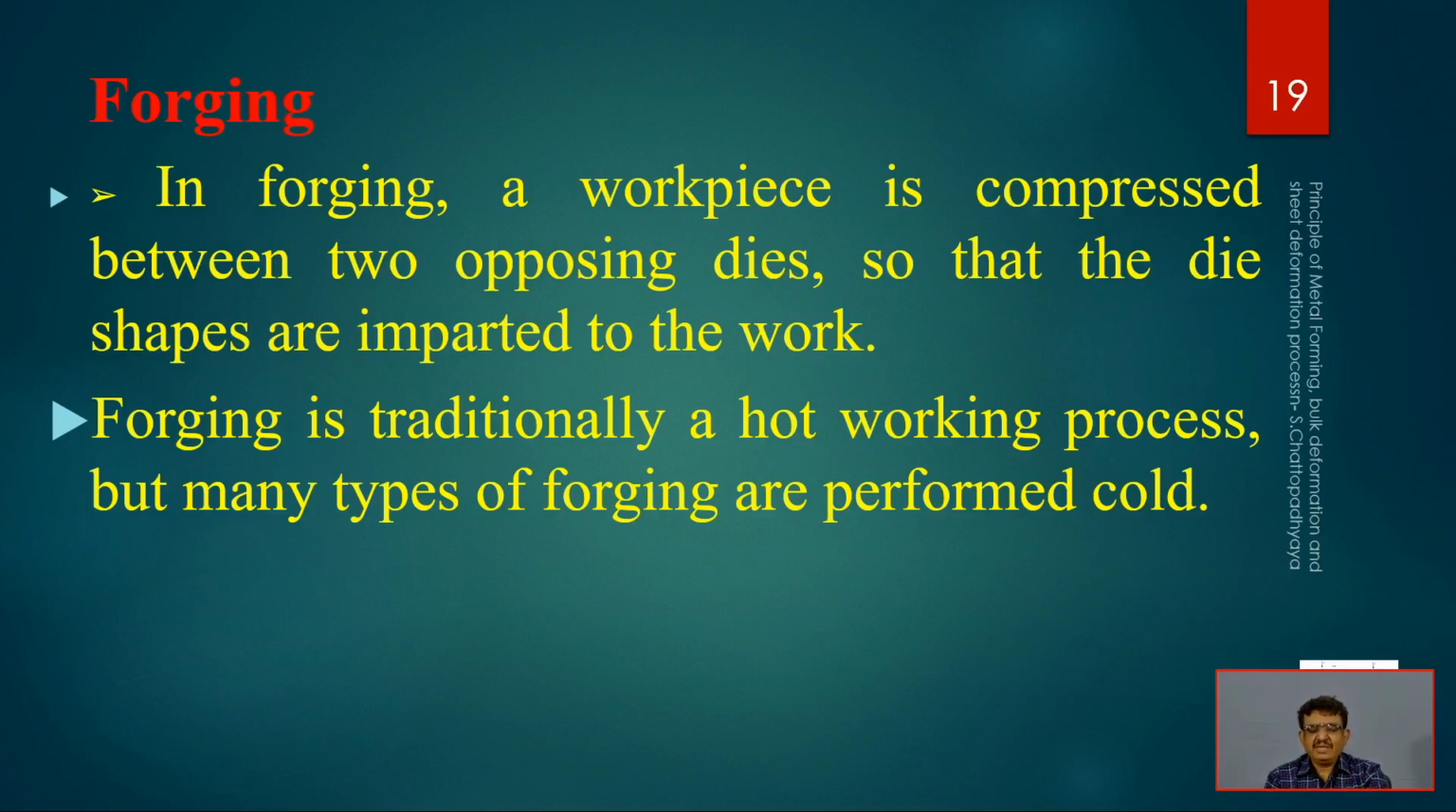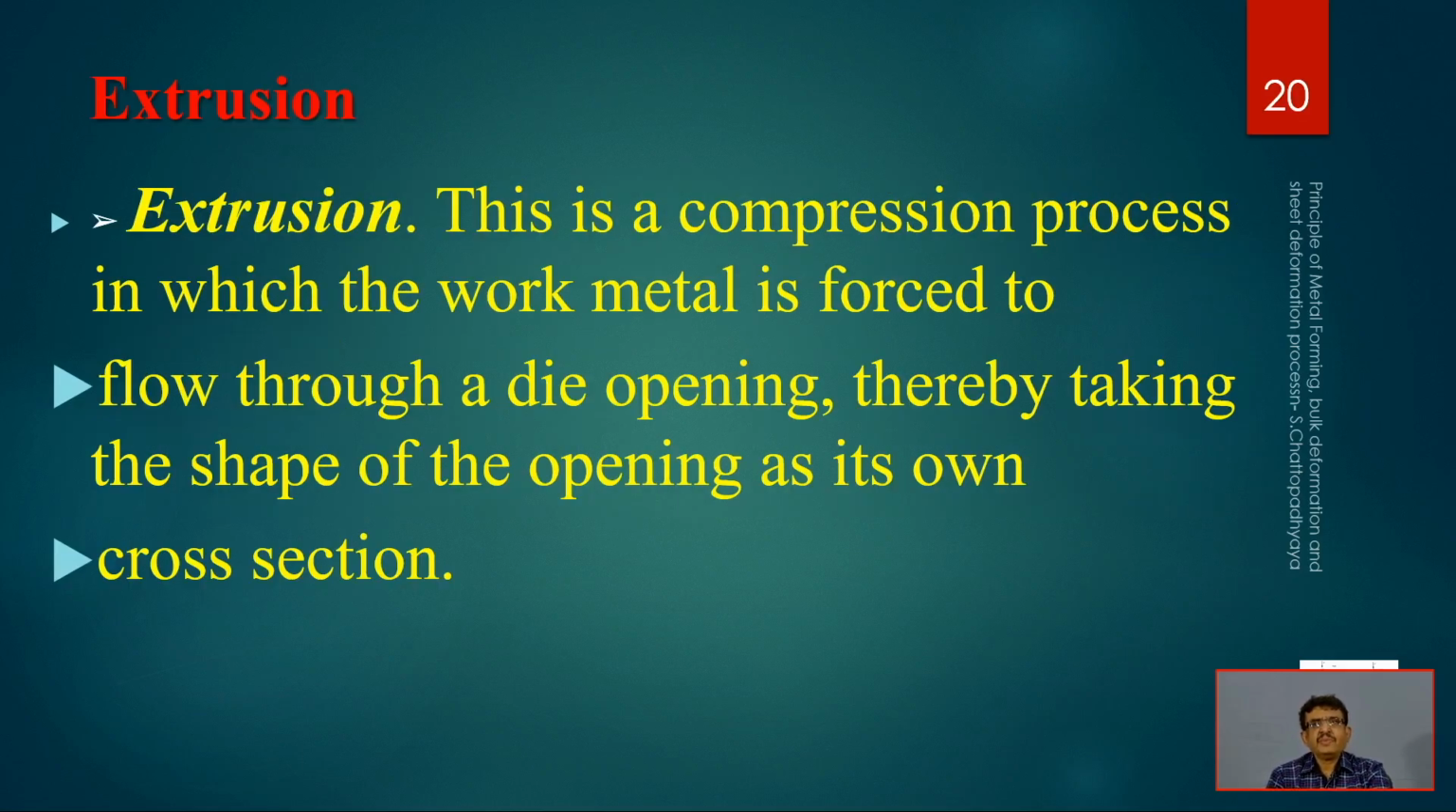The female cavities are there, and the workpiece material is pressed so that it is deformed permanently in one go. Forging is traditionally a hot working process, mostly because the material has lower yield strength at elevated temperature, but there are cases of cold forging also. The third one is extrusion, which we have already told about in the introductory part.